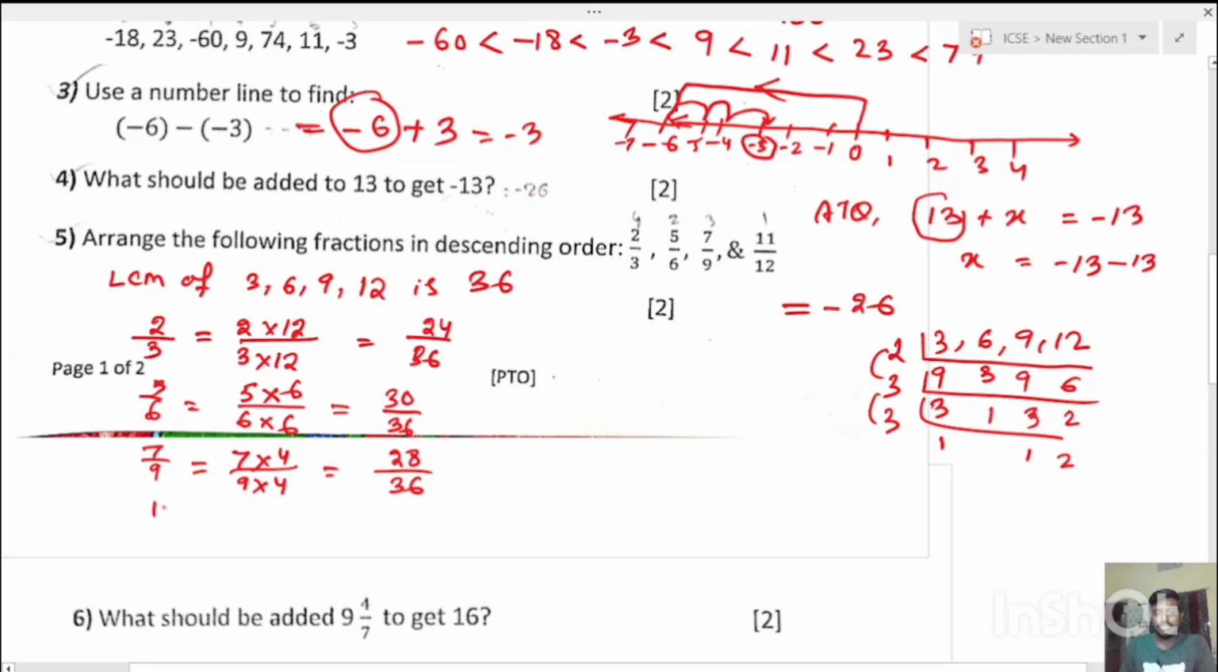Again, the last one is 11 by 12. So multiply 11 into 3 and 12 into 3. Now multiply 3 with the numerator, that is 33 divided by 36.